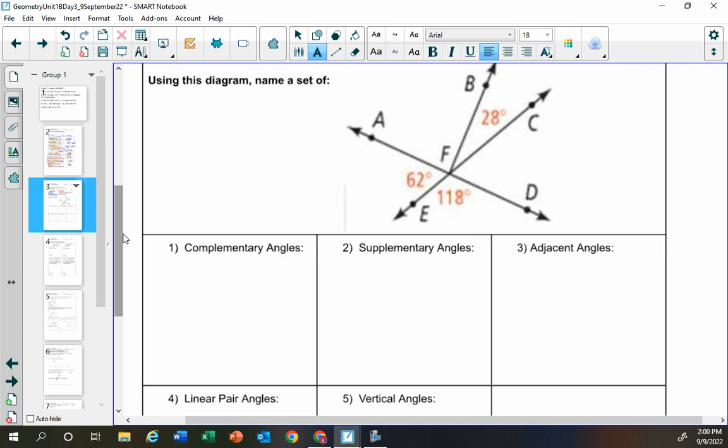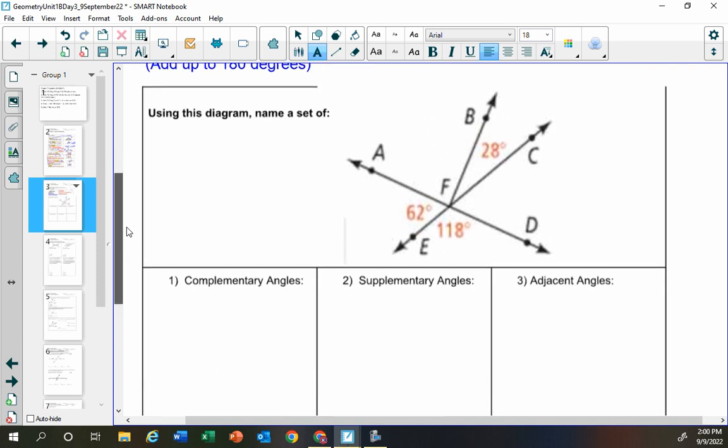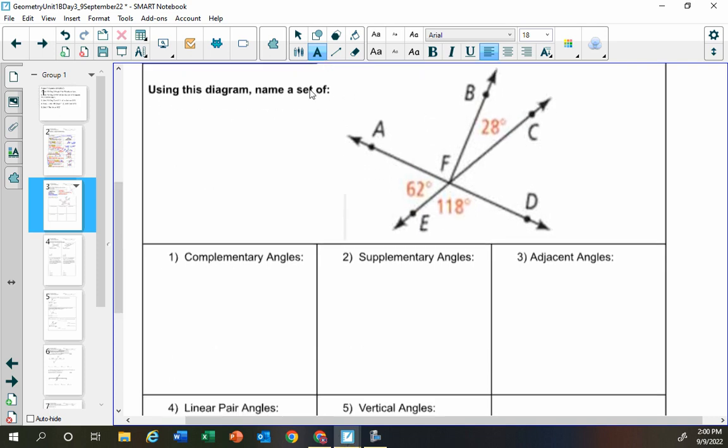Now, to name a set, when we name a set, we're going to use 3 letters. 3 letters. And remember, the middle letter is a turning point.